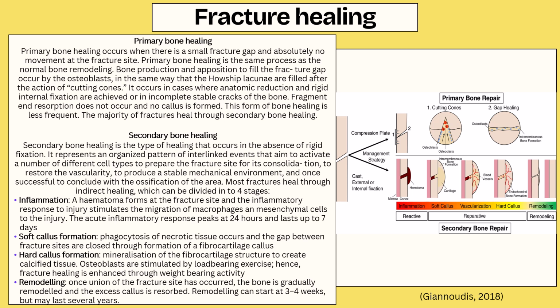Bone production and apposition to fill the fracture gap occur by osteoblasts. In the same way, the Howship lacunae are filled after the action of cutting cones. This form of bone healing is less frequent. The majority of fractures heal through secondary bone healing. In secondary bone healing, there are four phases. First, inflammation. The second, soft callus formation. The third, hard callus formation, and the last, remodeling.